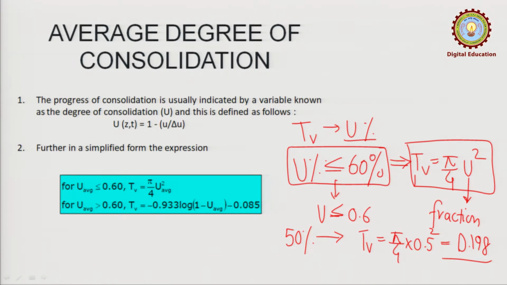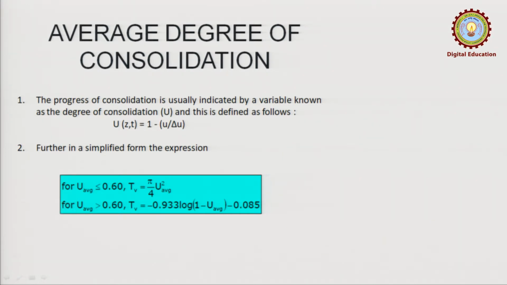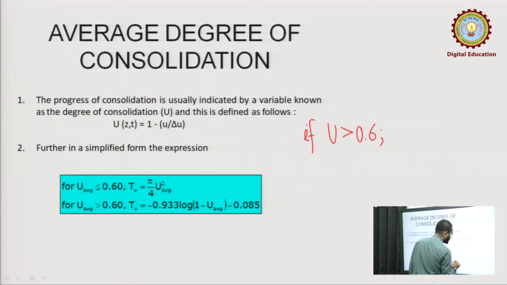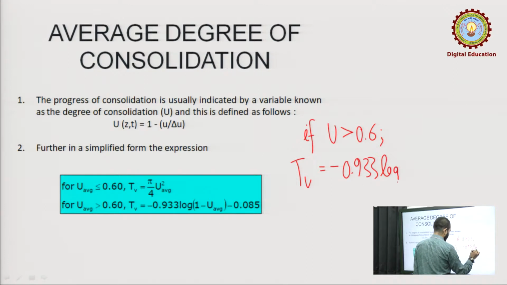Then the next case, if U is now greater than 0.6, then what will happen? In this case, Tv will be calculated by a long formula, which is 1.781 minus 0.933 log of 1 minus U, and remember the minus here, 1 minus U, minus 0.085.